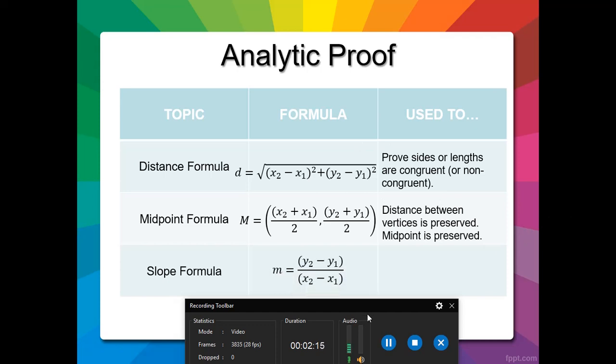The third formula is the slope formula, change in y over change in x. And we're going to use the slope formula to prove that we have parallel or perpendicular lines. And same with distance. We could be proving that we don't have parallel lines.